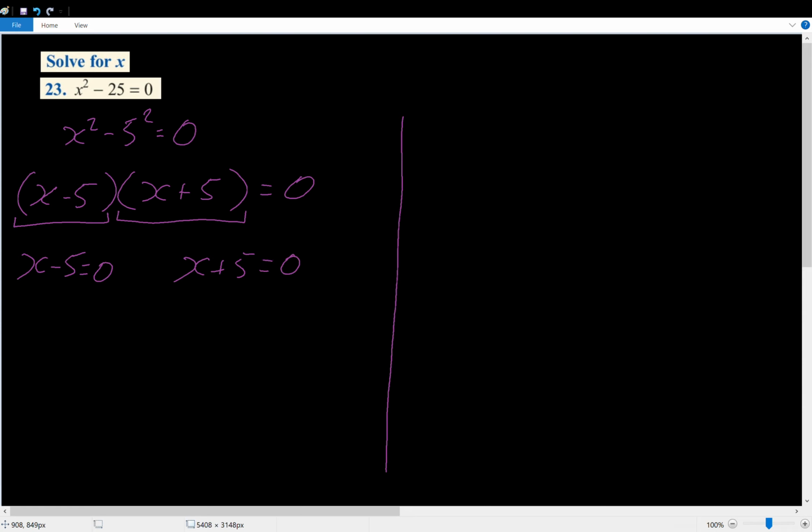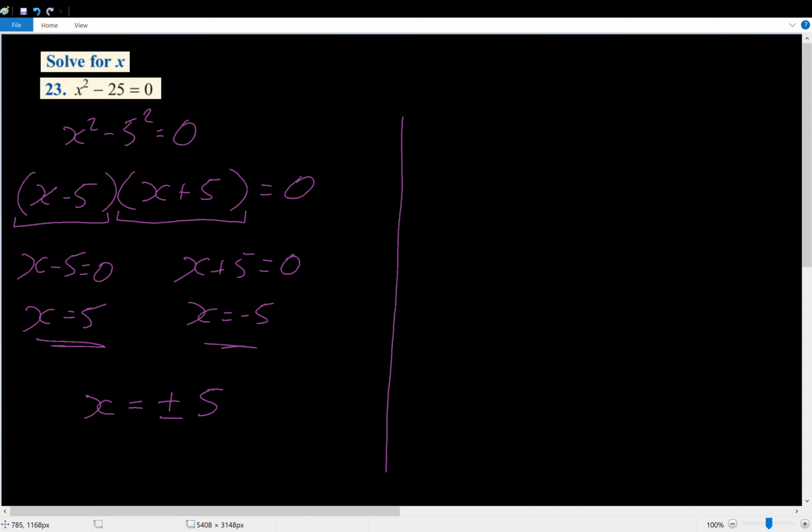And now we solve both of these linear equations to get a value for x. So on the left we get x equals 5, and to the right we get x equals minus 5. So those are our two values of x. It could also be written as x is equal to plus or minus 5. You may see that written some places.